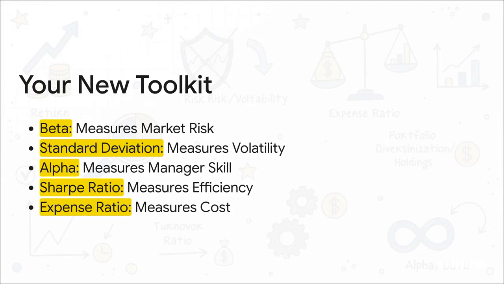You've got beta to measure market risk, standard deviation to measure volatility, alpha to measure the manager's skill, the Sharpe ratio for efficiency, and the expense ratio to measure cost. This is your new checklist. Use it for every single investment you consider.